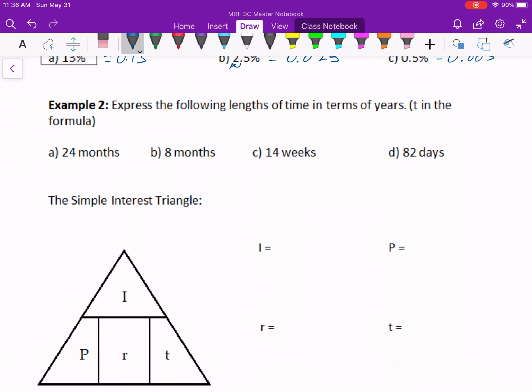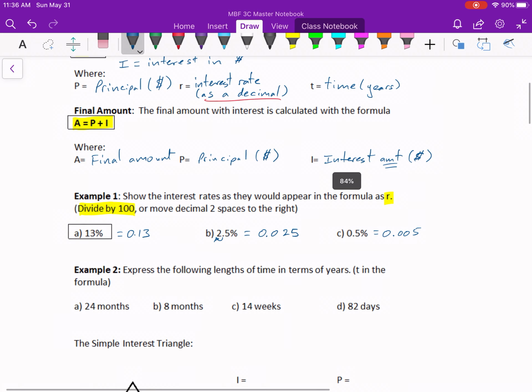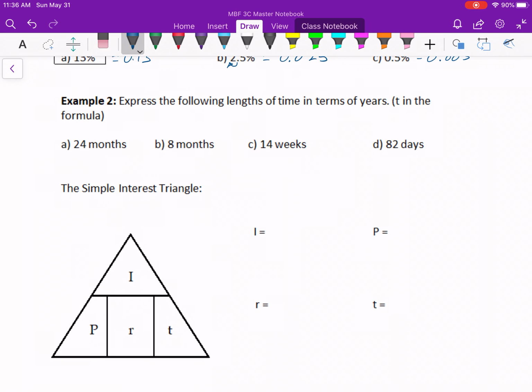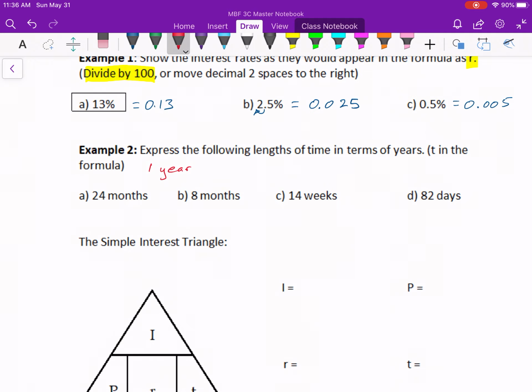Also, you'll notice that when I said that T was time, I also said it was in years. So if we're given something that's in a different unit, such as months, weeks, days, we have to convert it. So just remember this. 1 year is equal to 12 months, and it's also equal to 52 weeks in a year, and 365 days.